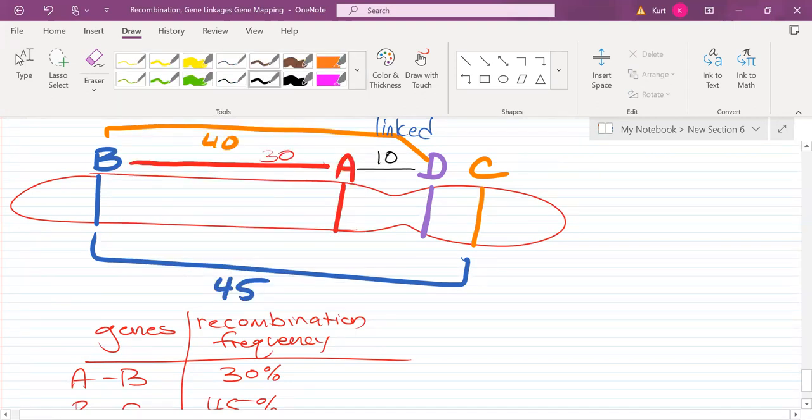Which two genes are the closest together? Bingo. D and C. What is the distance between D and C? 5. And so those two genes are linked, or let me put it this way: they have a 95% chance of being passed on together, a 5% chance of being recombined.